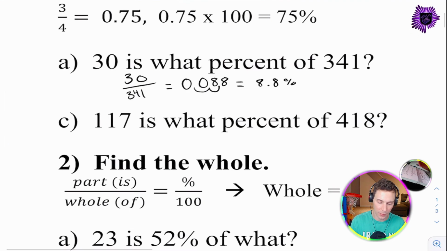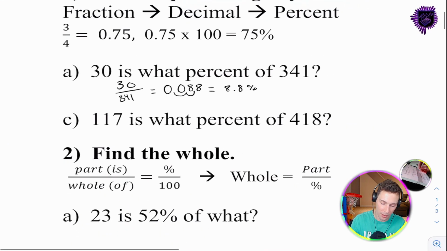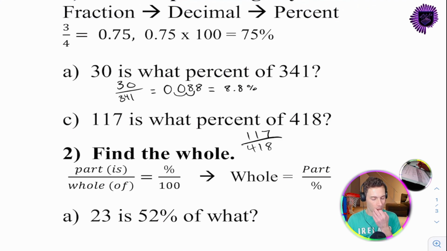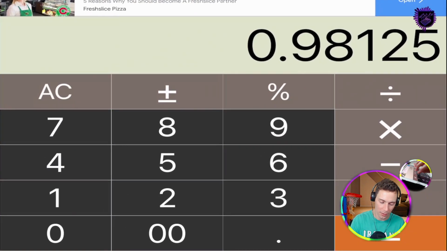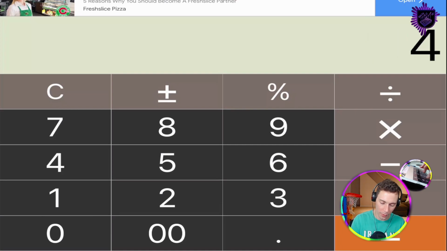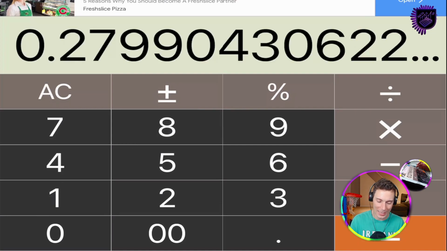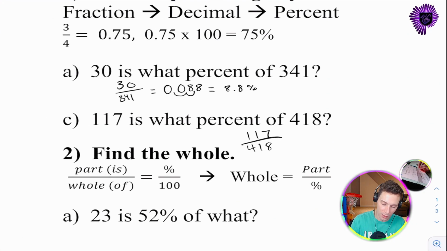1C. Squishy on room here, but that's okay. Ooh, larger numbers. 117 over 418, or divided by 418. 117 divided by 418 is equal to 0.279. We'll round that up to 0.28. It's equal to 0.28.